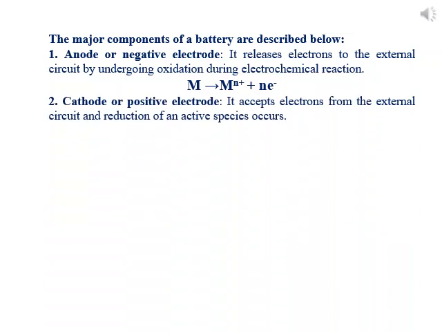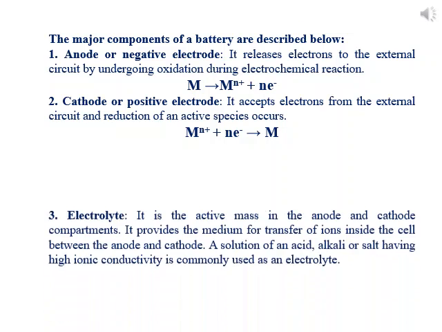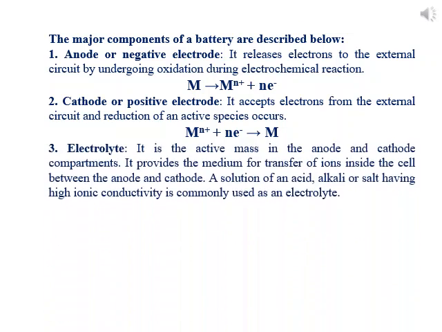The second component, which is cathode, is also called as positive electrode. At cathode, electrons are accepted which are liberated at the anode, and the reduction of the active species occurs at the cathode. The reaction is indicated like this: metal in its n+ oxidation state combines with n number of electrons, giving metal M. The third component is electrolyte.